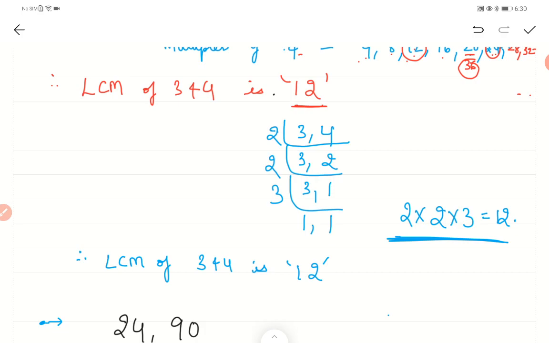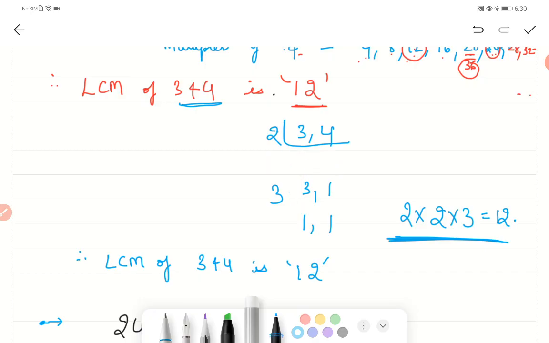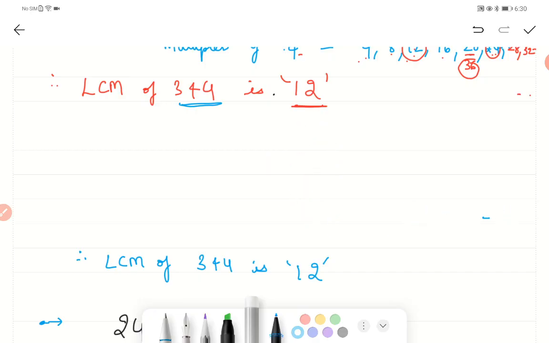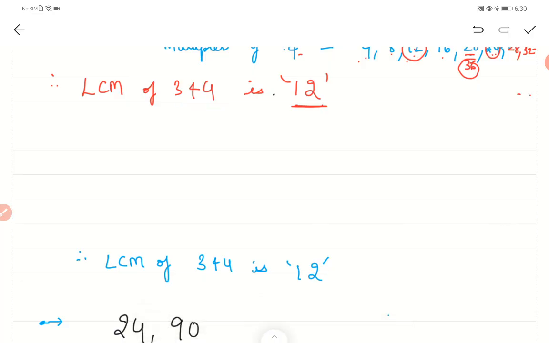Okay, so the numbers given are 3 and 4, isn't it? So what is the prime factorization method? You are going to divide the number. In HCF, we used to take individual numbers and find the factors like this, but in LCM you will take the numbers together and just divide them together.